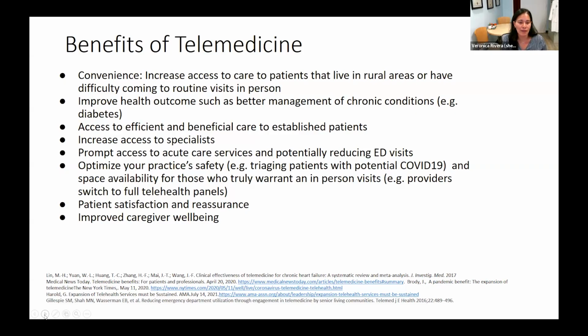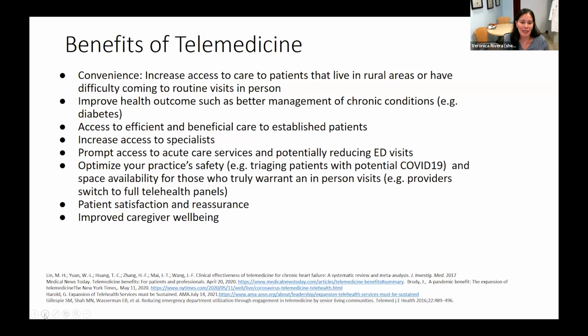There's some evidence that telemedicine has a huge impact in those areas. There is the ability to provide more efficient care to patients who are already established, increased access to specialists, even prompt access to acute care services, and potentially reducing emergency room visits. For example, community paramedicine has been one of those examples where we've used telemedicine to help acutely triage patients and come up with care plans to help avoid the emergency room and keep them in the community.